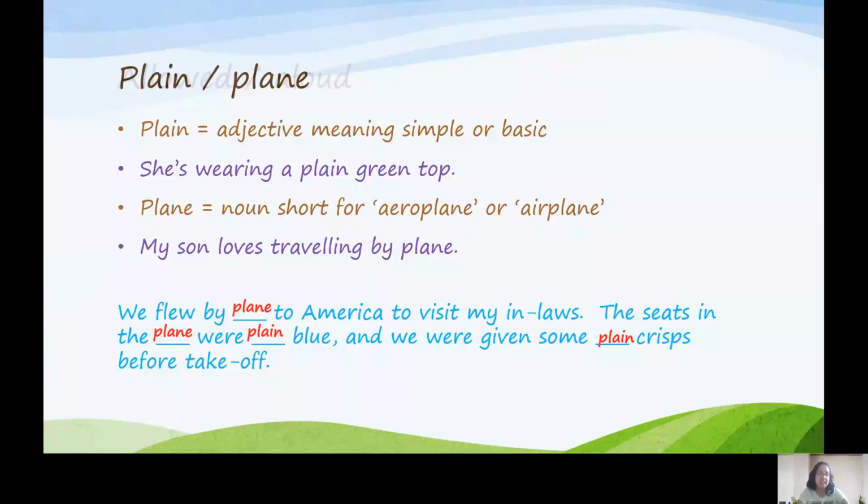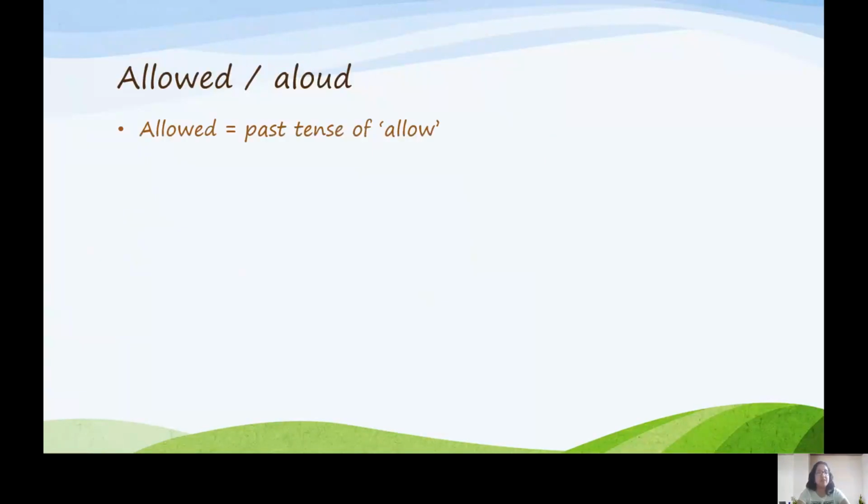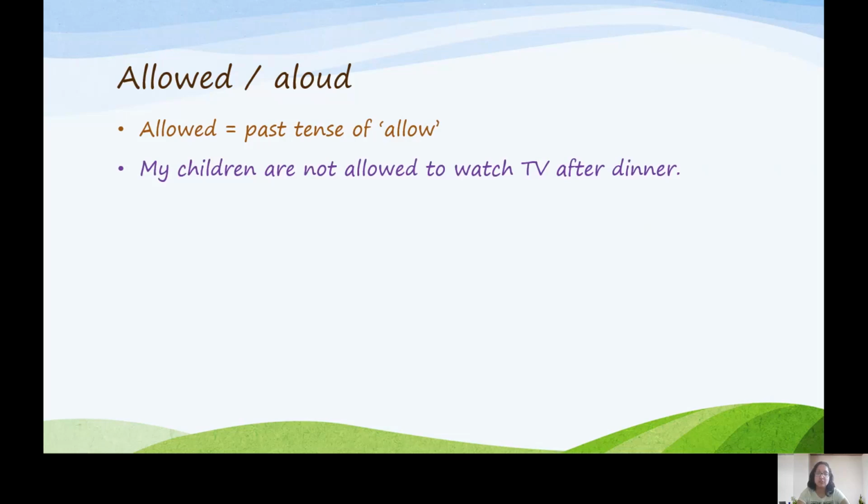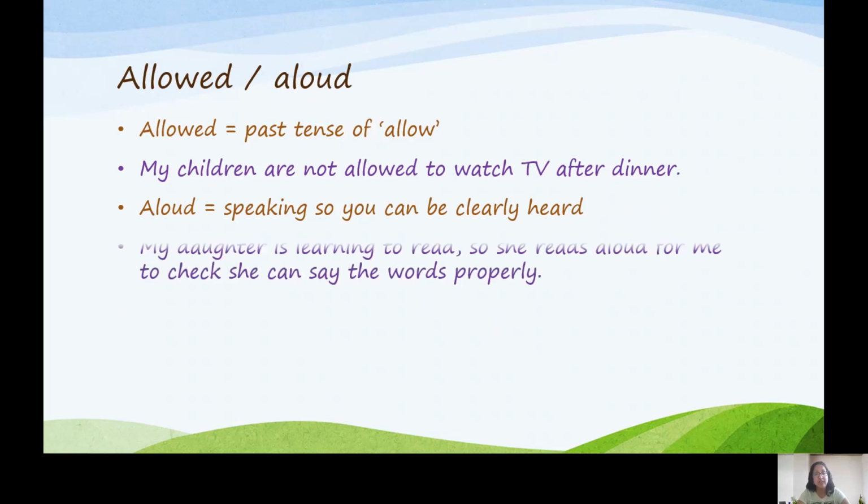And the last one, allowed. This is the past tense of allow, to permit, give permission. For example, my children are not allowed to watch TV after dinner. I say no. Whereas the second, aloud, is speaking so that you can be clearly heard. For example, my daughter is learning to read, so she reads aloud for me to check she can say the words properly.